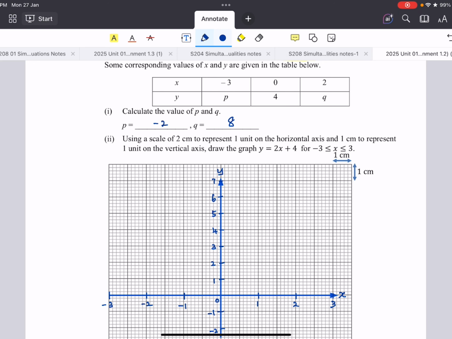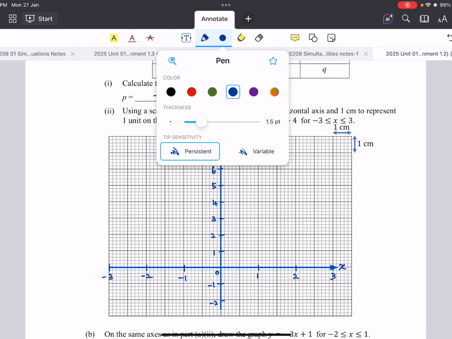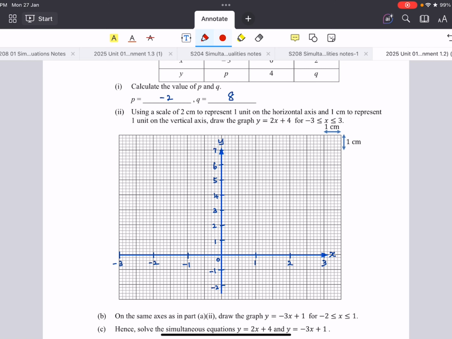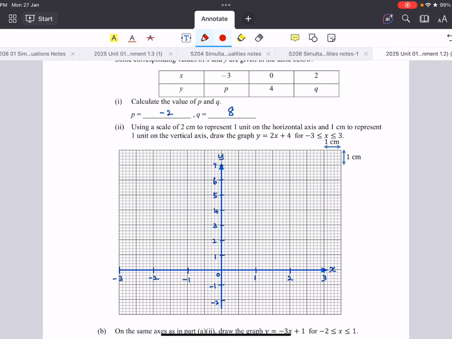So I'm going to plot the points. Let me change the color of my pen. Maybe red for visibility, right? So the first point is negative 3 and negative 2. That will be this point over here. Then we have 0, 4 right over here. And then we have 2 and 8, which will be right here at the edge.